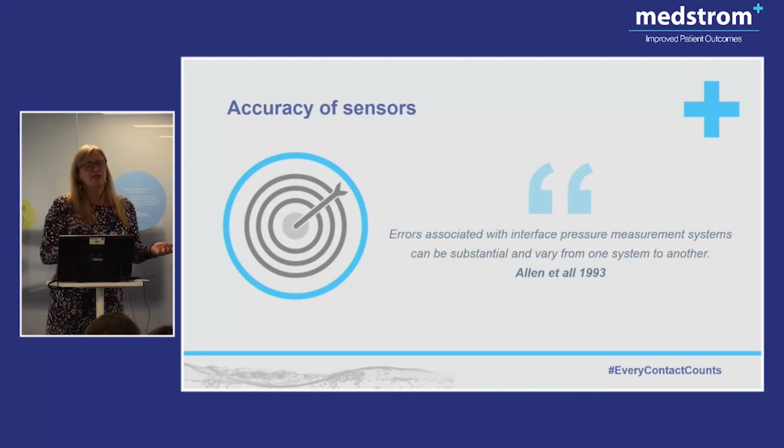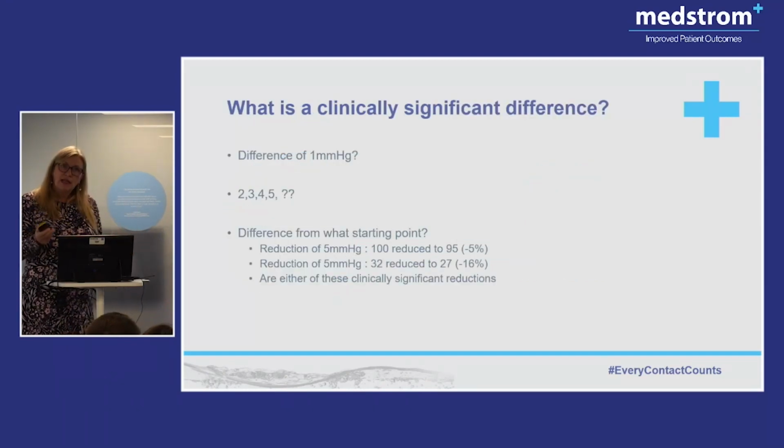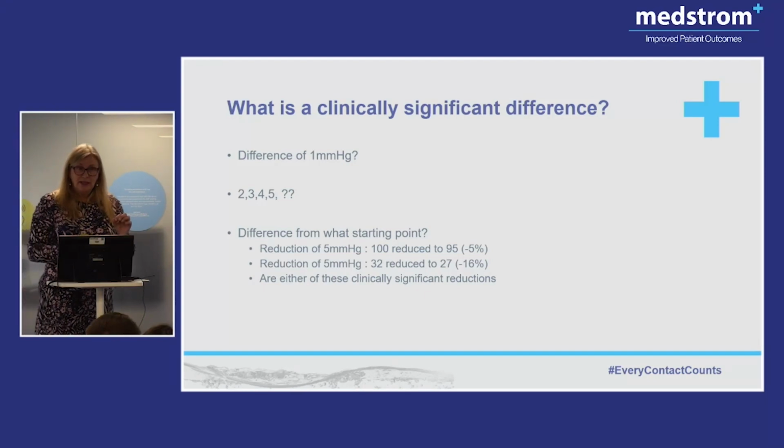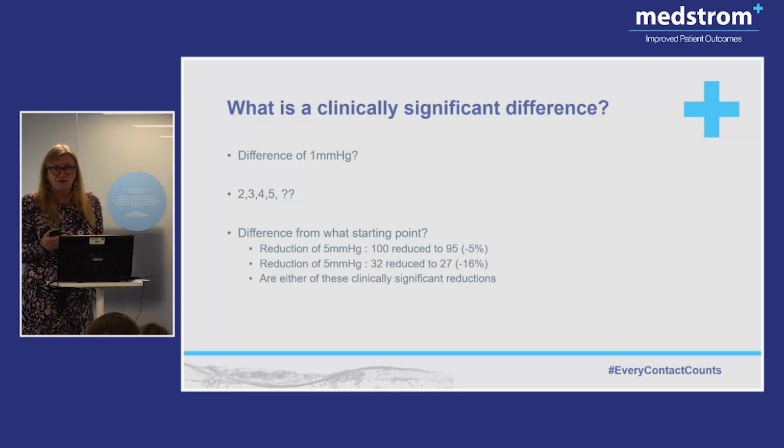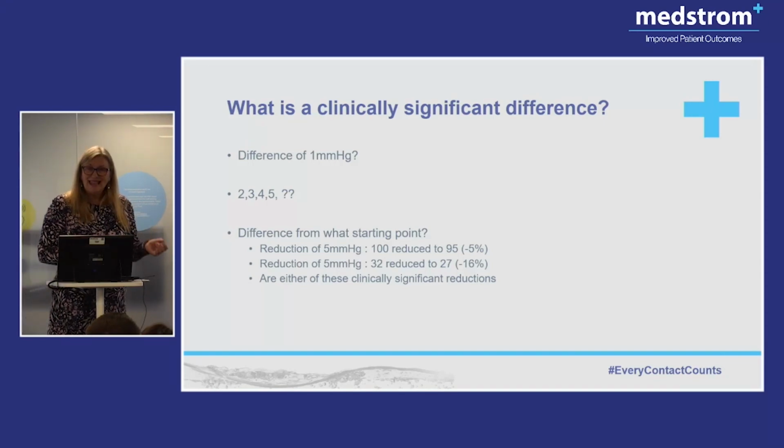And you might say to me, oh, if it's 2%, Jacqui, does it matter? Well, you need to think about what's clinically significant. Is it a percentage? Is it a number? Is it 1 millimetre of mercury? Does 1 millimetre matter? I don't really think so. But where do you draw the line? 2, 3, 4, 5? And does it depend where you are? Is it at 5 millimetres of mercury? A difference of 5 is a really big difference, isn't it? But if you're at 242 millimetres of mercury, a difference of 5 is really neither here nor there. So you need to think about what they are, but also think about those in terms of percentages.